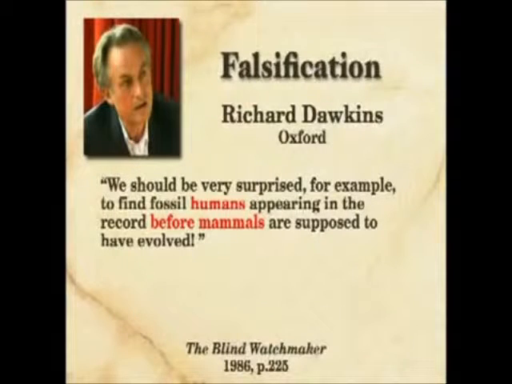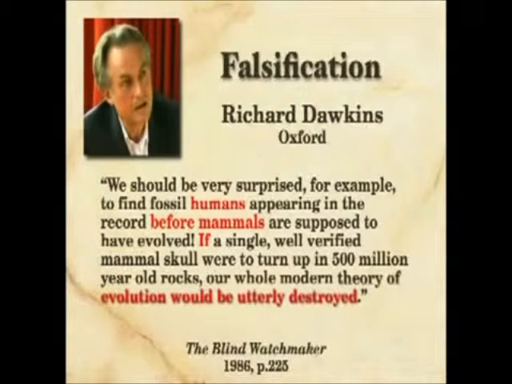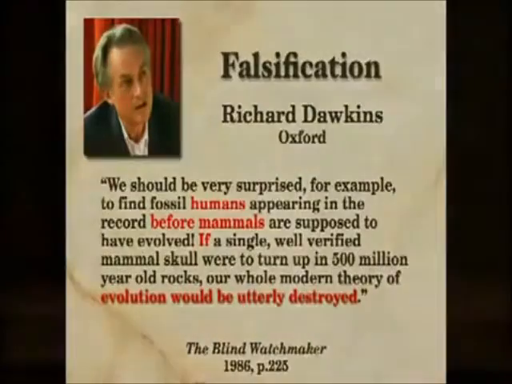We should be very surprised, for example, to find humans appearing in the record before mammals are supposed to have evolved. If a single well-verified mammal skull were to turn up in 500 million-year-old rocks, our whole modern theory of evolution would be utterly destroyed. So he's got his chin out pretty far here. You can't find this. And he's rather confident, because if you do find it, then he's got answers for that too.